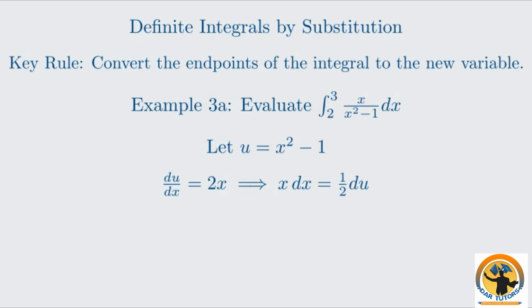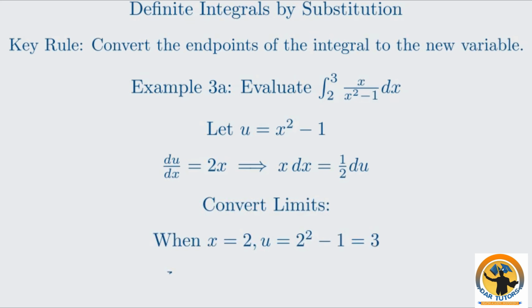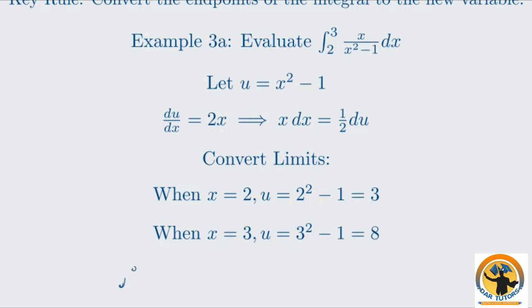Now for the critical step, converting the limits. When x is 2, u is 2 squared minus 1, which is 3. When x is 3, u is 3 squared minus 1, which is 8. Our new limits are 3 and 8. Now we can rewrite the entire integral in terms of u. The integral becomes the integral from 3 to 8 of 1 over u times 1/2 du.